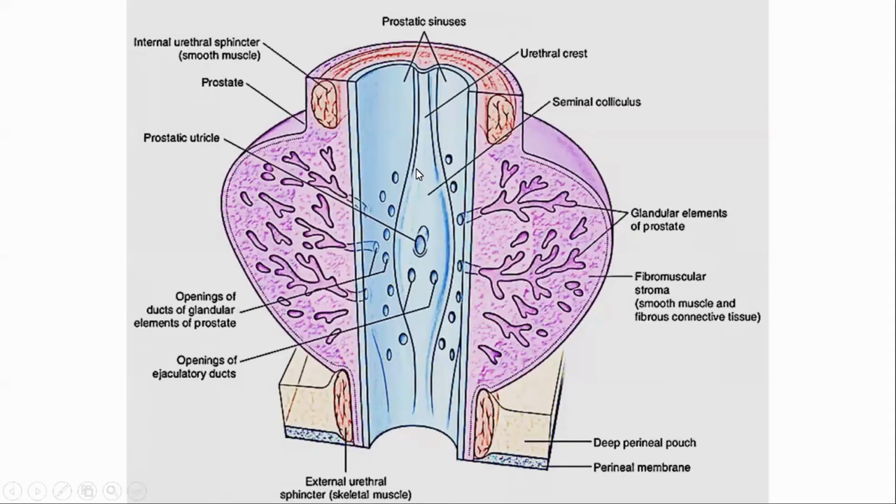So in the prostatic part of the urethra, there is a dual function, reproductive as well as urinary. Both systems take place in the prostatic part of the urethra. Urinary system plus reproductive system.